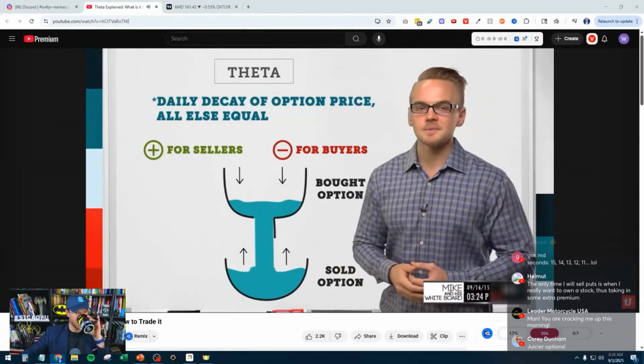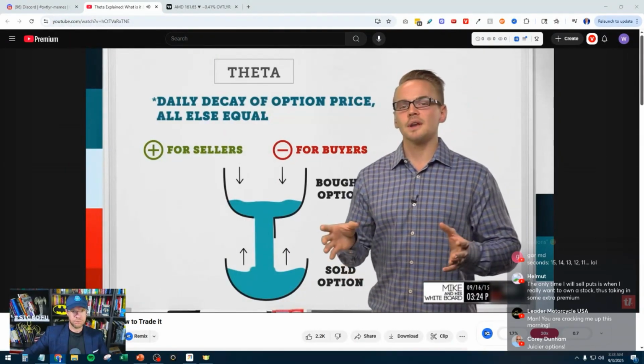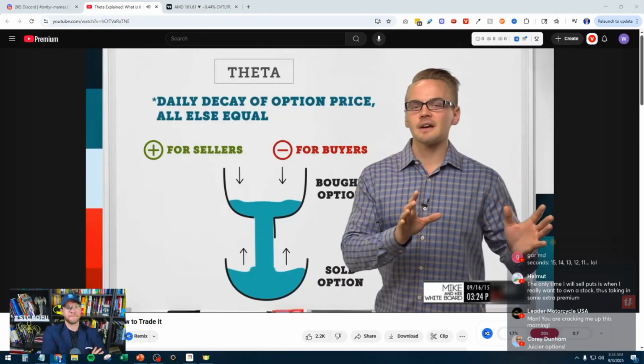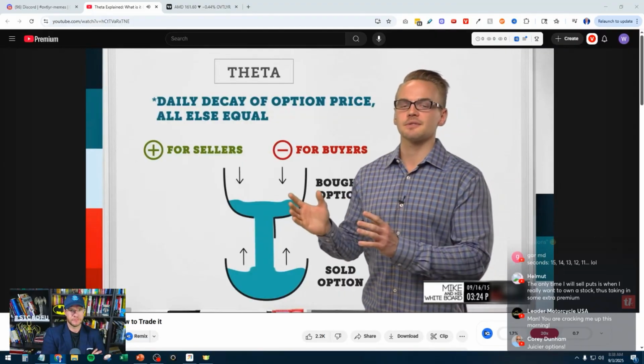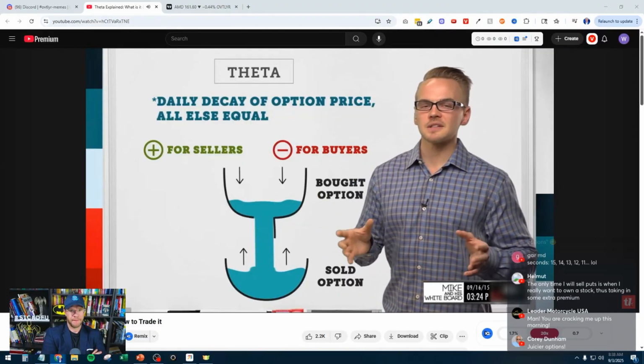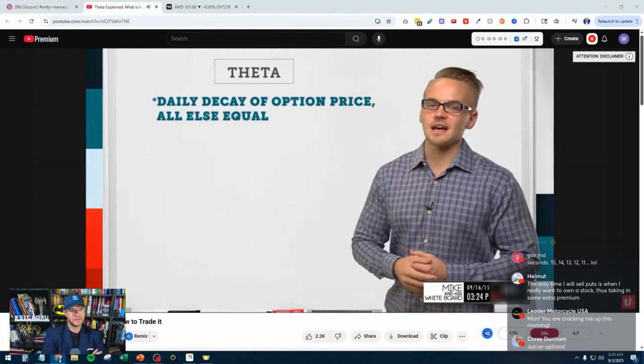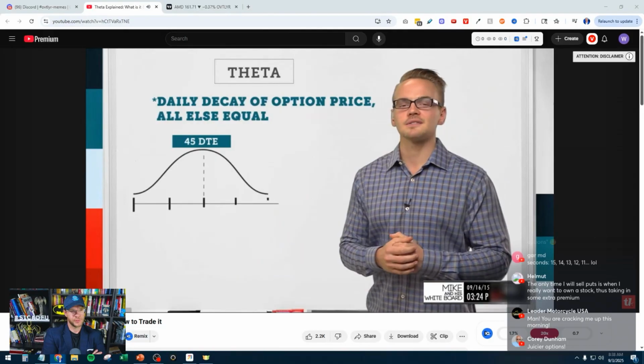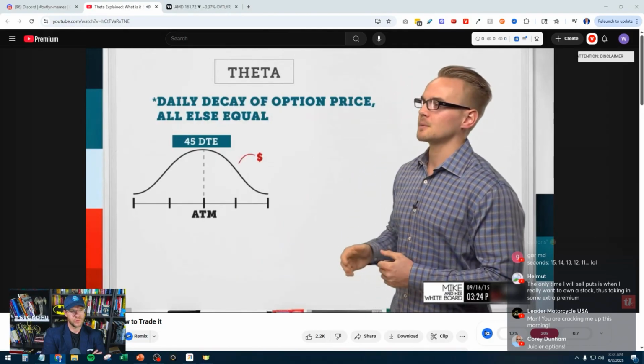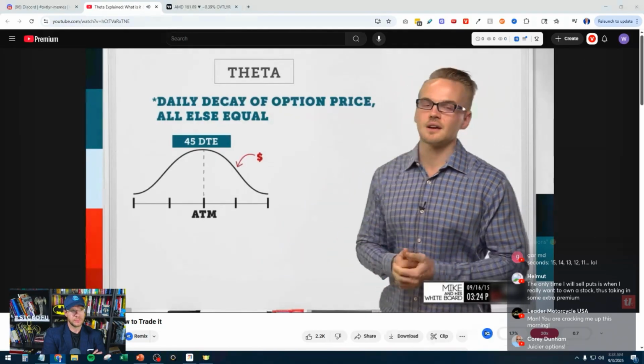So hopefully this helps, but now let's take a look at what it means when we're looking at a 45 DTE graph compared to a 5 DTE graph. And we're going to talk about some implications of theta when we get closer to expiration. So if we go to the next slide here, we're going to take a look at the 45-day till expiration graph, and we're going to just take this look as a dollar value.